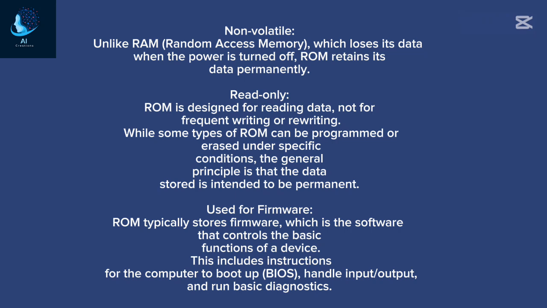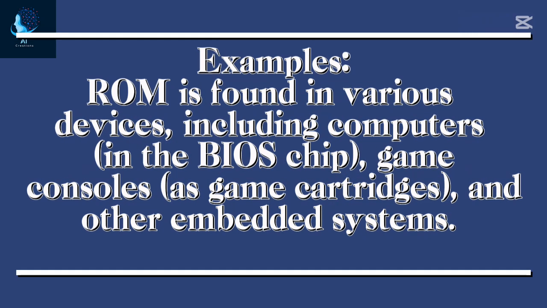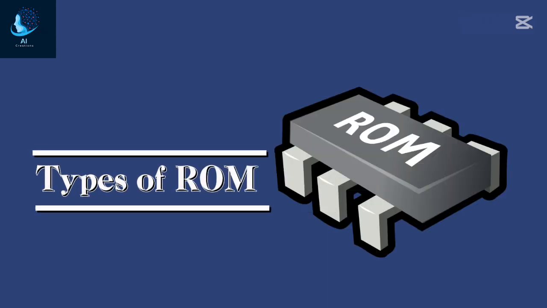Used for firmware. ROM typically stores firmware, which is the software that controls the basic functions of a device. This includes instructions for the computer to boot up (BIOS), handle input and output, and run basic diagnostics. Examples. ROM is found in various devices, including computers in the BIOS chip, game consoles as game cartridges, and other embedded systems. Types of ROM.